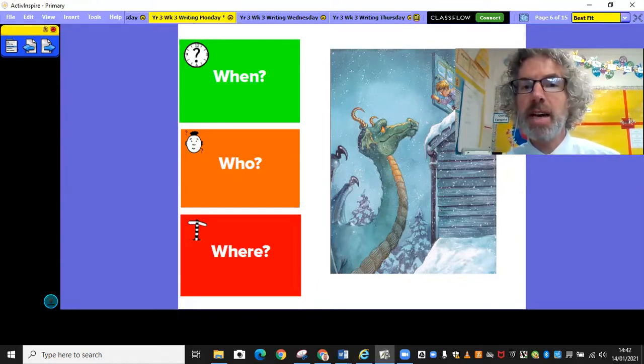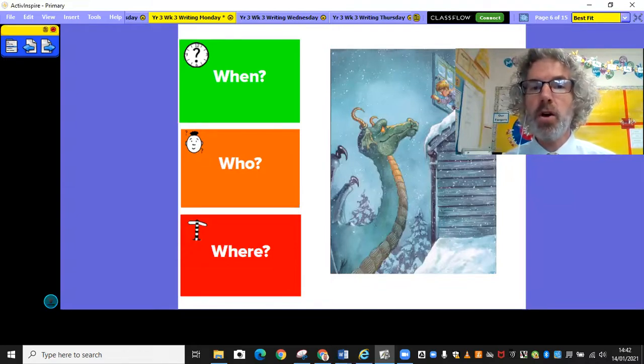Do you think it's daytime or nighttime? Summer or winter? Well, that's pretty obvious. Then think about who. Who are the characters that you can see in the picture for the beginning of the story?